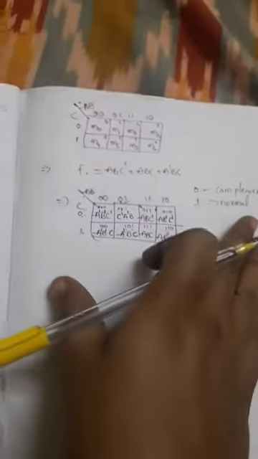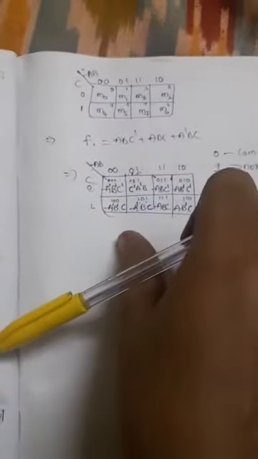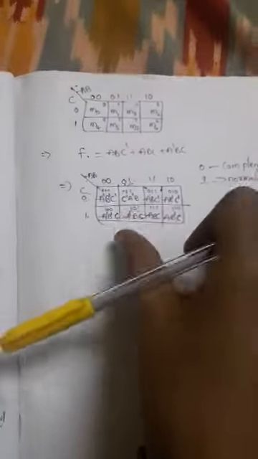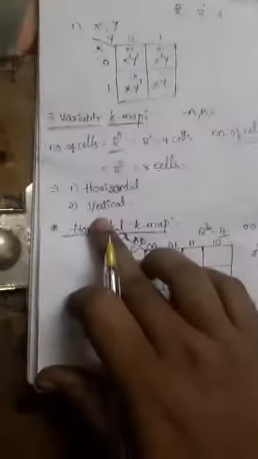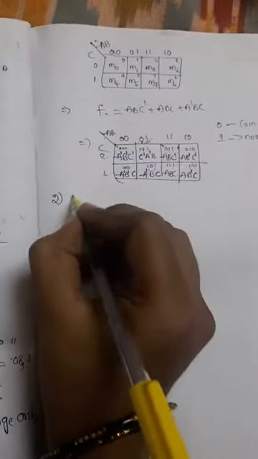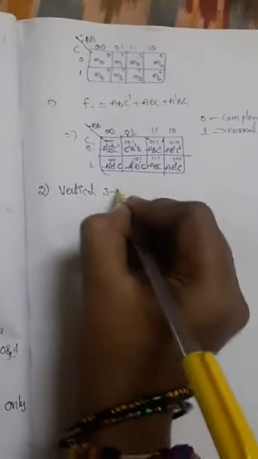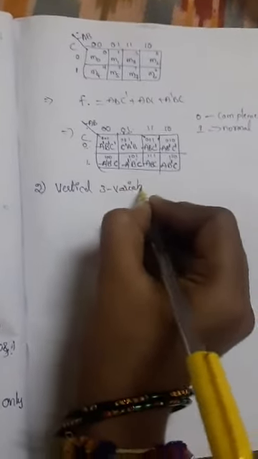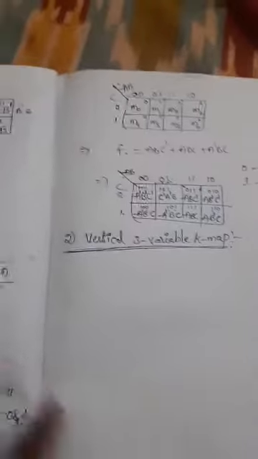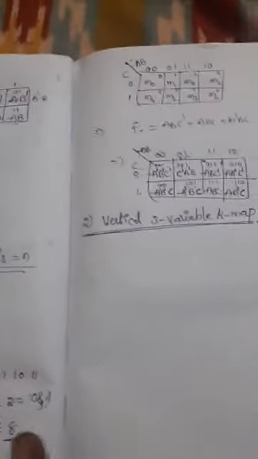Okay, so this is the complete explanation about the three variable horizontal K-map. Okay, so like this way, the second thing, another classification we are having, is the vertical three variable K-map. Now we'll see this explanation. So finally, the pictorial representation of the horizontal K-map is like this.